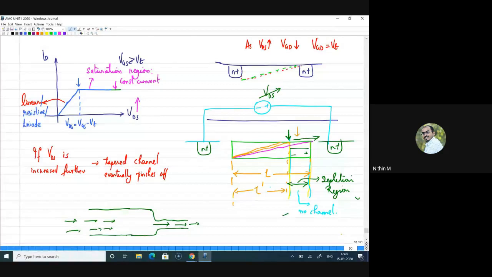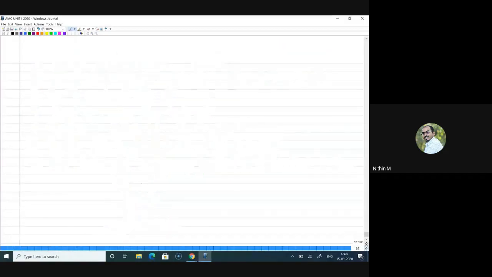Initially, when your VG is less than VT, there was no current. So what I will do now is list out the regions of operation of the MOSFET.